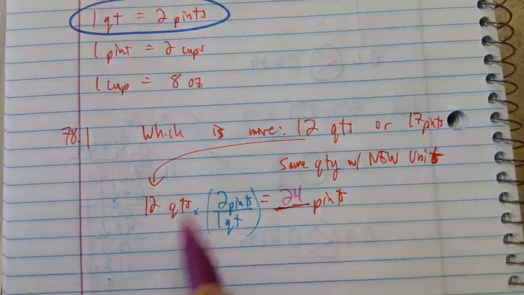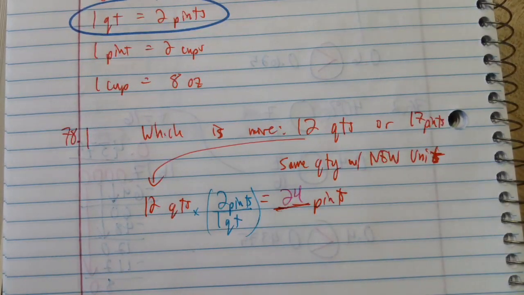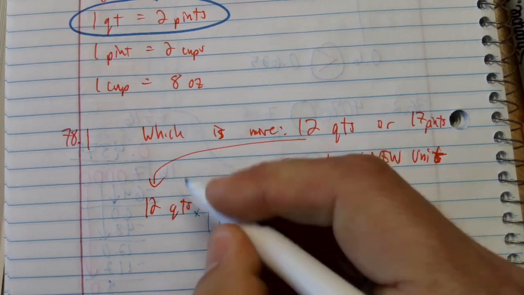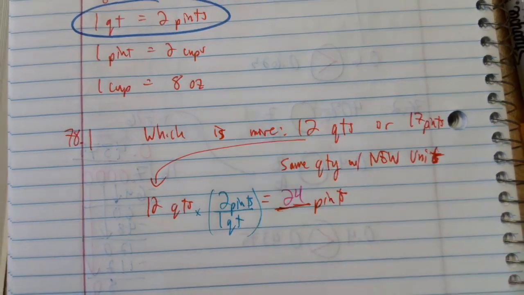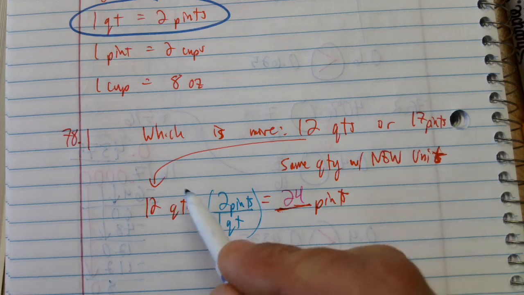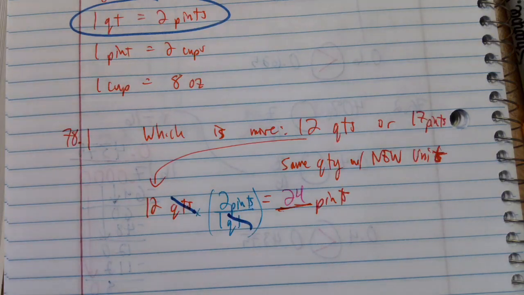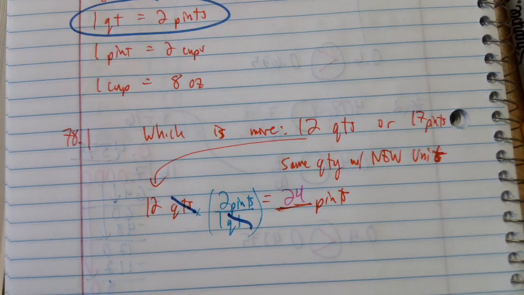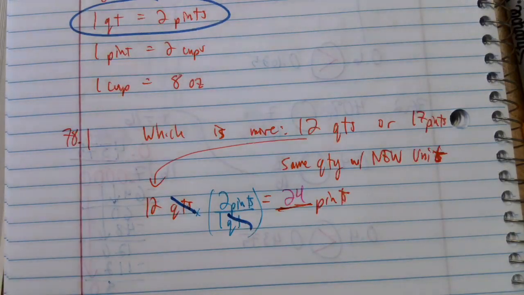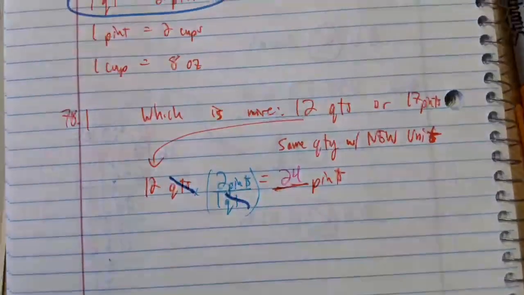24 pints. Now look, pints was what I wanted, so I put that in the numerator. What's going to happen over here if I have quarts on top and quarts on bottom? They're going to cancel out. You see quart divided by quart. That's 1. That cancels out, right? So let me give you a visual for this.